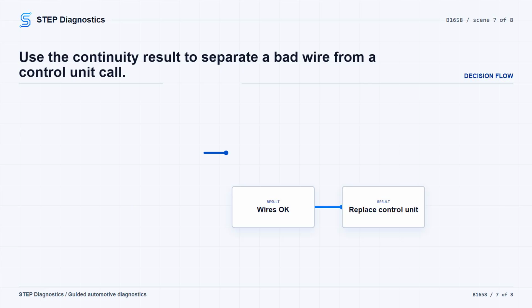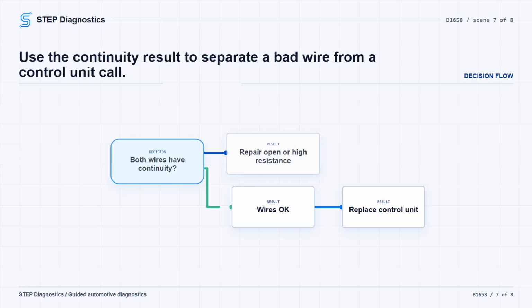2, the GRY wire. If both circuits have continuity, the EXDTR plus and EXDTR wires are okay, and the directed repair is to replace the keyless access control unit. If there is no continuity, repair the open or high resistance in the affected wire.